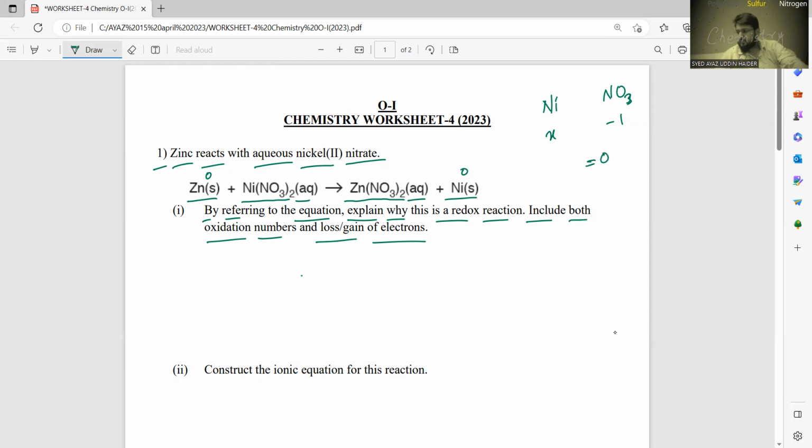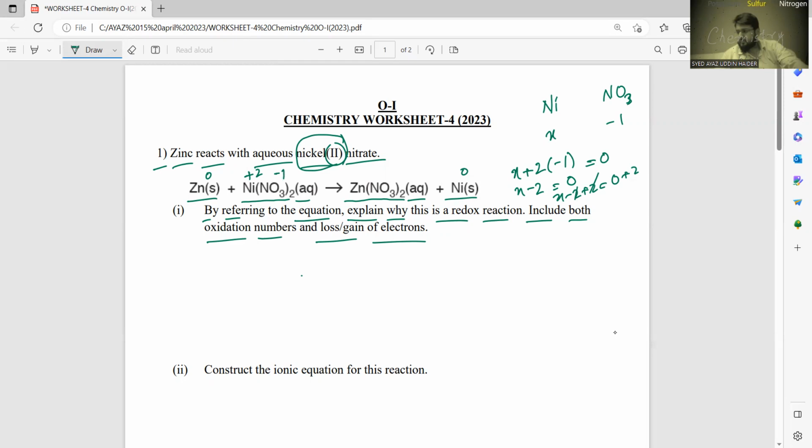How many atoms of nickel are there? There's only one. So I will write X plus there are 2 polyatomic ions of NO3. So I will multiply 2 by -1. So the equation becomes X minus 2 is equal to 0. X minus 2 plus 2 is equal to 0 plus 2. So the charge on nickel is +2. The other way of finding the charge on nickel is from the name. You see the Roman number? It's 2. So it means the charge on nickel is +2. Now I'm showing the charge on nitrate ion also, -1.